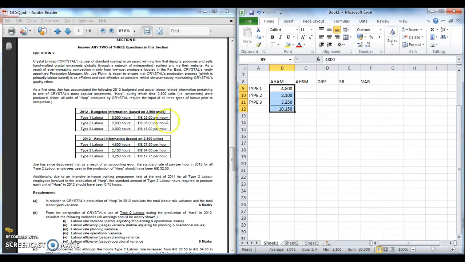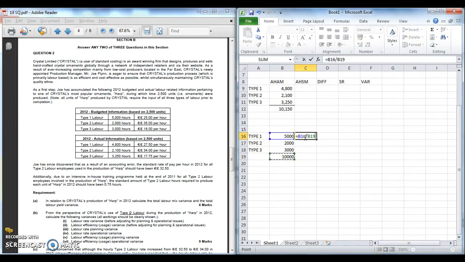Of that mix you expected to use, so type 1, just take it from up here. So the standard was 5,000, 2,000, 3,000, giving you a total of 10,000 hours. So to get the standard mix, you just look at the relationship. It was 5 over 10, which is 50%, 20%, and 30%.